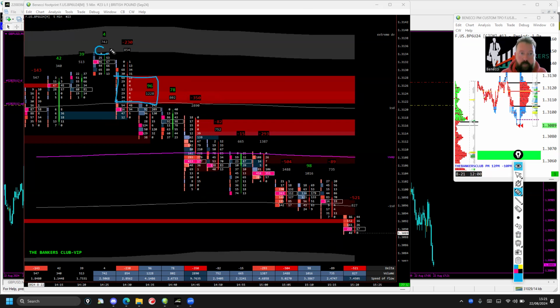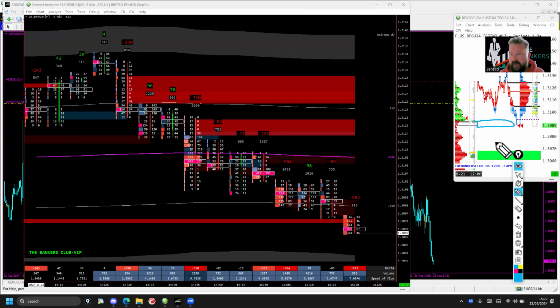Having rejected from my point of interest, I could get an entry in here, stop loss just above the stacked imbalance, low risk, high reward trade, simple as. We're now coming down into this area where I'll probably be looking to close out my position, or the majority of it, to play it safe.